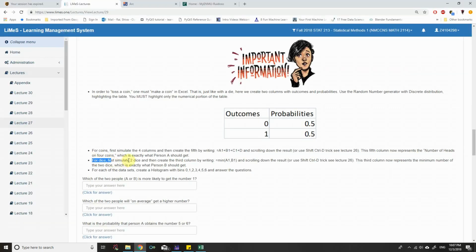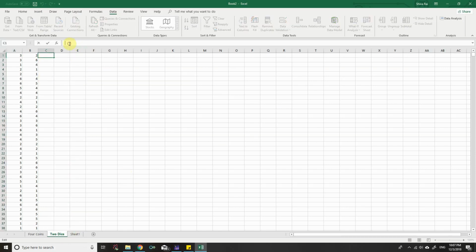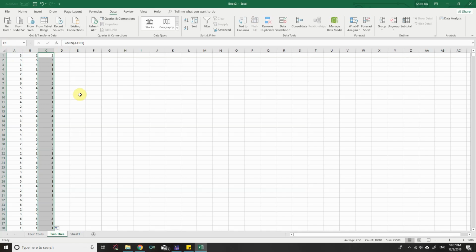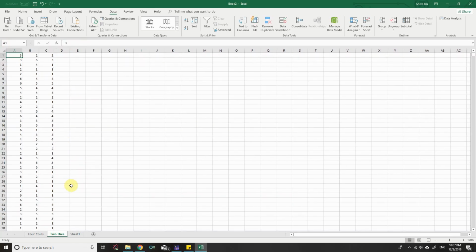For dice, first simulate 2 dice and then create the 3rd column by writing equals minimum A1 B1. So for dice we go for minimum, which is equal to the minimum of these 2. Thus we get all of these values. Okay, so minimum and maximum.